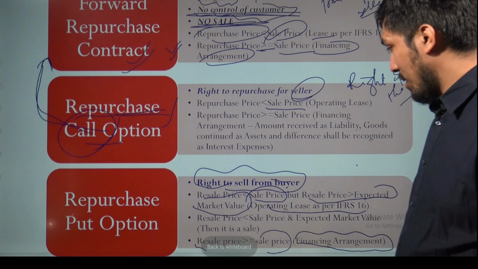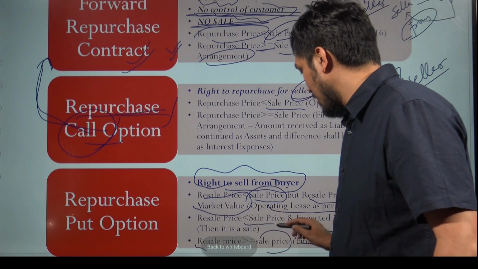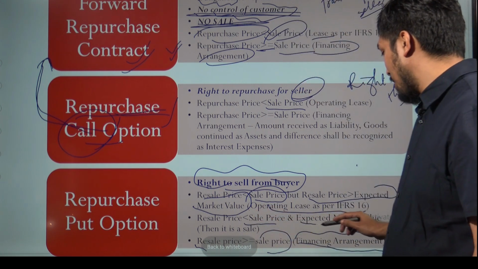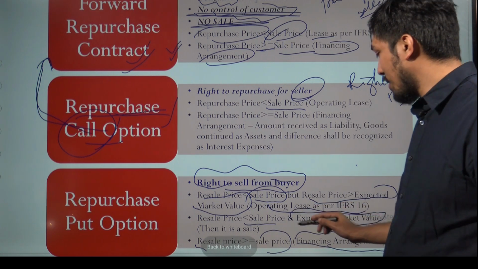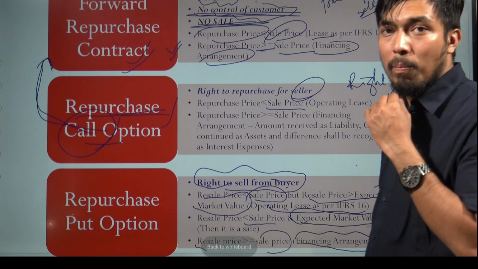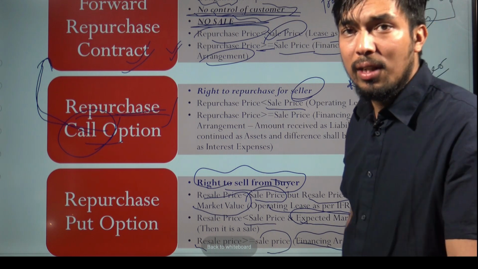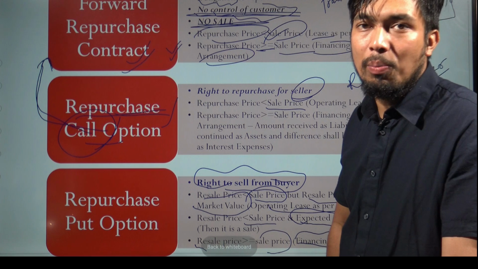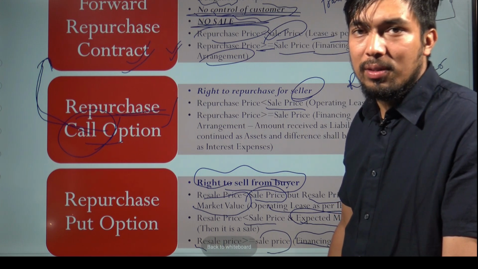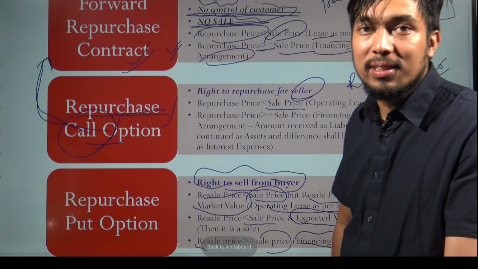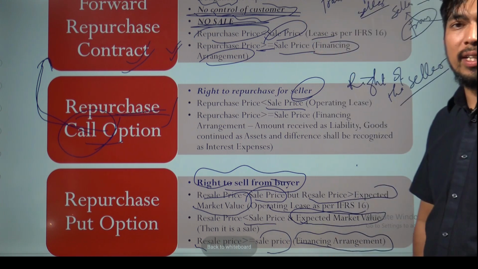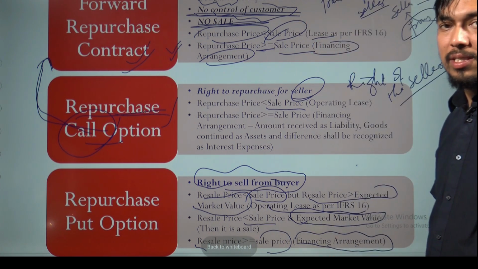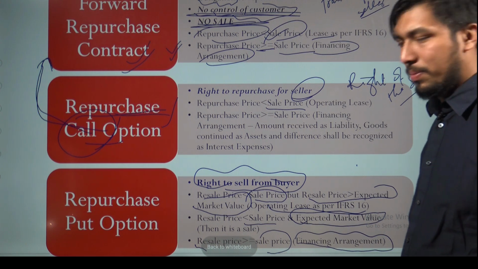Another possibility: the resale price is less than the selling price, and the resale price is also less than the expected market value. Then there is certainty that the buyer won't exercise that option, because there is no benefit from exercising that option. Then it will be considered as a sale. Okay. Those are the three special scenarios of repurchase arrangement discussed in IFRS 15.